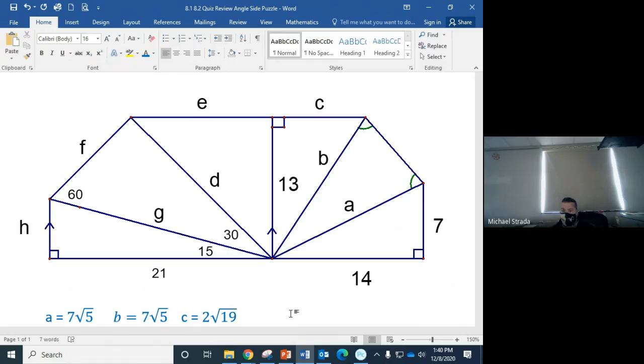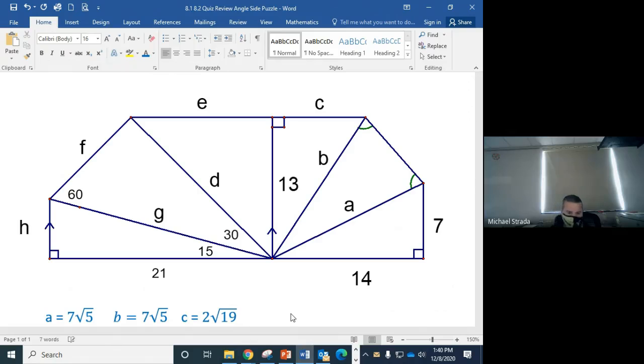That was 13 squared plus C squared equals 7 root 5 squared. 7 root 5 squared brings you back to 245. The 13 squared is 169. 245 minus 169 is 76, and 4 goes into 76. So that's why the 2 is on the outside. So the 2 root 19. Everybody else good?